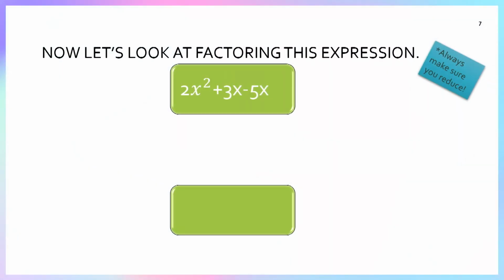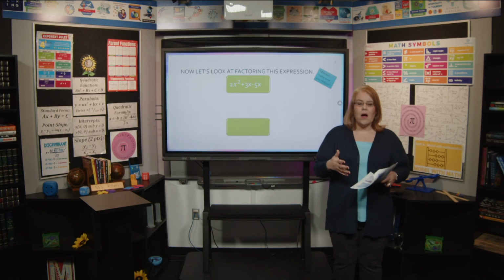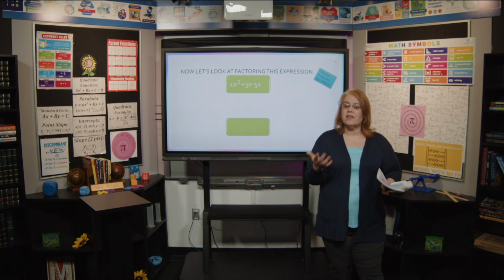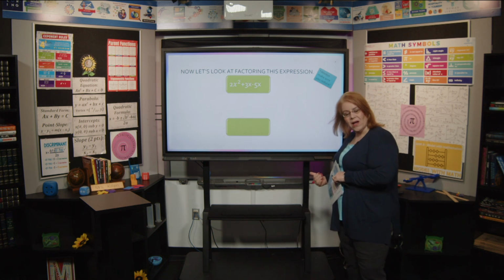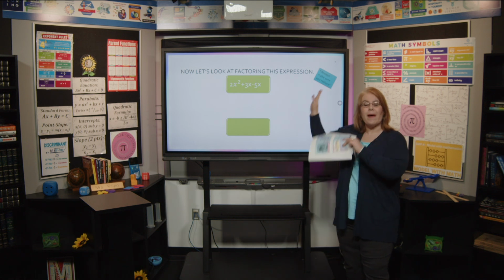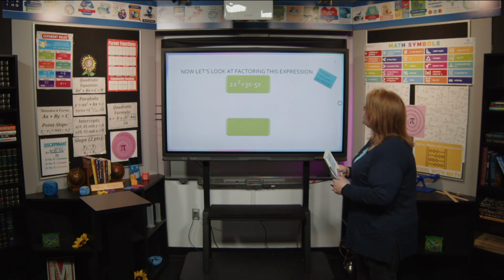Now, let's look at factoring these equations. This is kind of like going backwards. We've put our binomials together and gotten a trinomial, but what if I'm given the trinomial and I want to go backwards to the binomials? This is what it's like. We're going backwards.